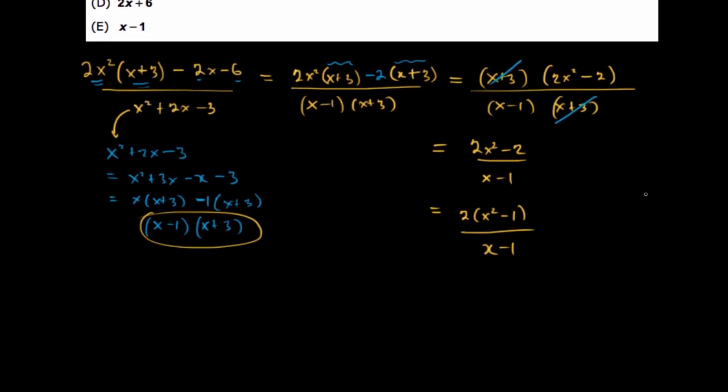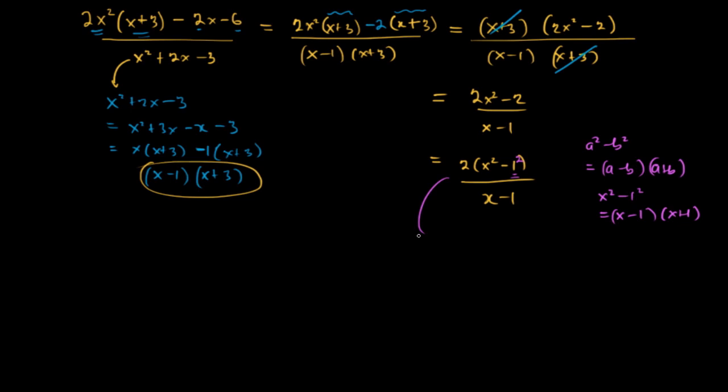And then you also recall the difference of two squares. We said if you have a squared minus b squared, this is going to give you (a minus b) multiplied by (a plus b). So we know this. What you have here, x squared minus 1, is the same thing as x squared minus 1 squared, so this is just going to be (x minus 1) multiplied by (x plus 1). So I'm going to apply that here. What we're going to have here is 2 times (x minus 1) times (x plus 1), divided by the denominator, which is (x minus 1).